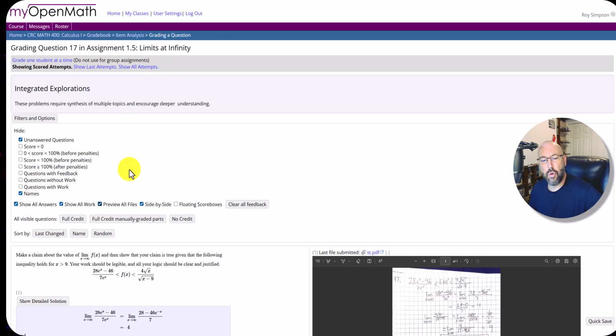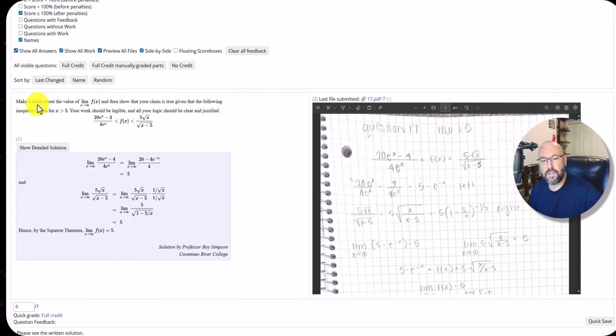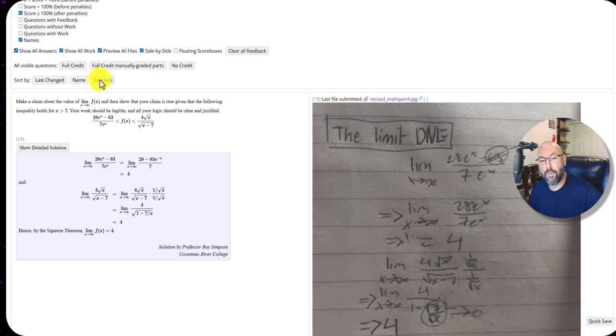Perfect. What I'm going to do here is hide scores that are at 100%, so I'll check that there. In class, you'll notice all the names are hidden. They're in alphabetical order, so I'm going to click on random. Now they're in a randomized order.